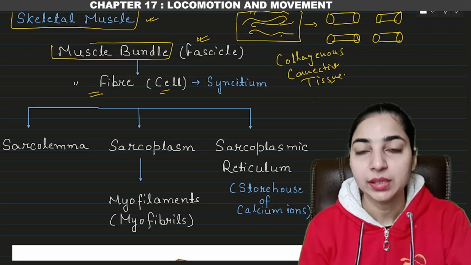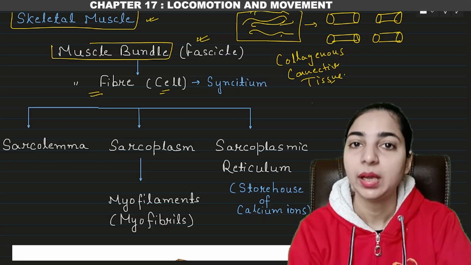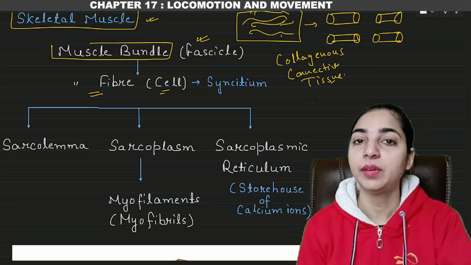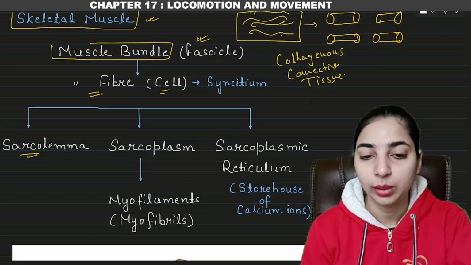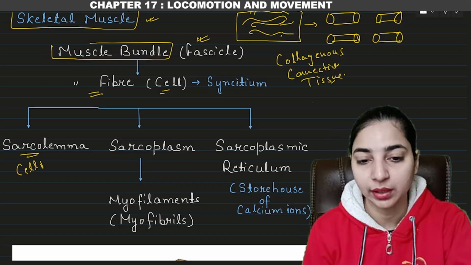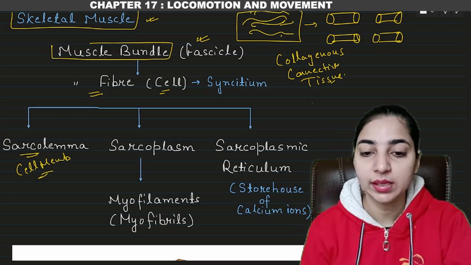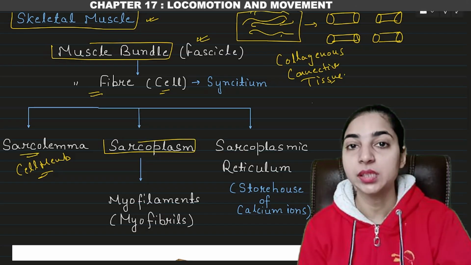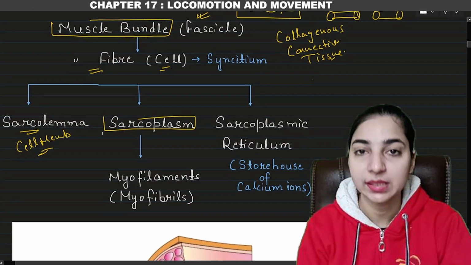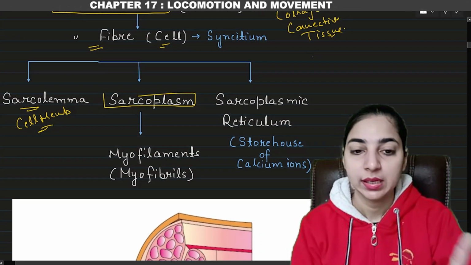That means the muscle cell will also consist of a cell membrane, cytoplasm and the organelles like any other cell, right? So this muscle fiber also consists of a cell membrane called sarcolemma. So the cell membrane of the muscle fiber is known as sarcolemma. Okay, cell membrane. The cytoplasm of the muscle cell is known as sarcoplasm, not cytoplasm, but sarcoplasm. So whenever we use the word sarco, it means we are talking about the muscles.